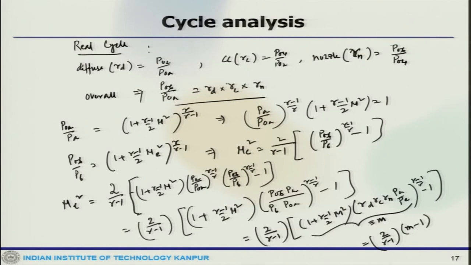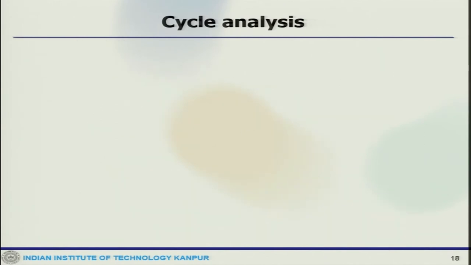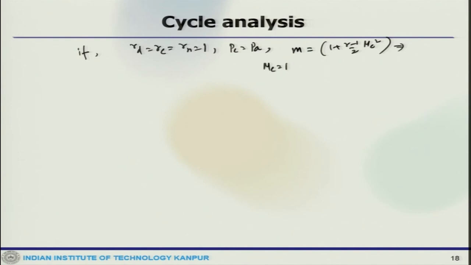Okay. Also, if R D R C R N is 1 and P E equals P A, then we get m equals 1 plus gamma minus 1 by 2 M square, which essentially means M E is M.